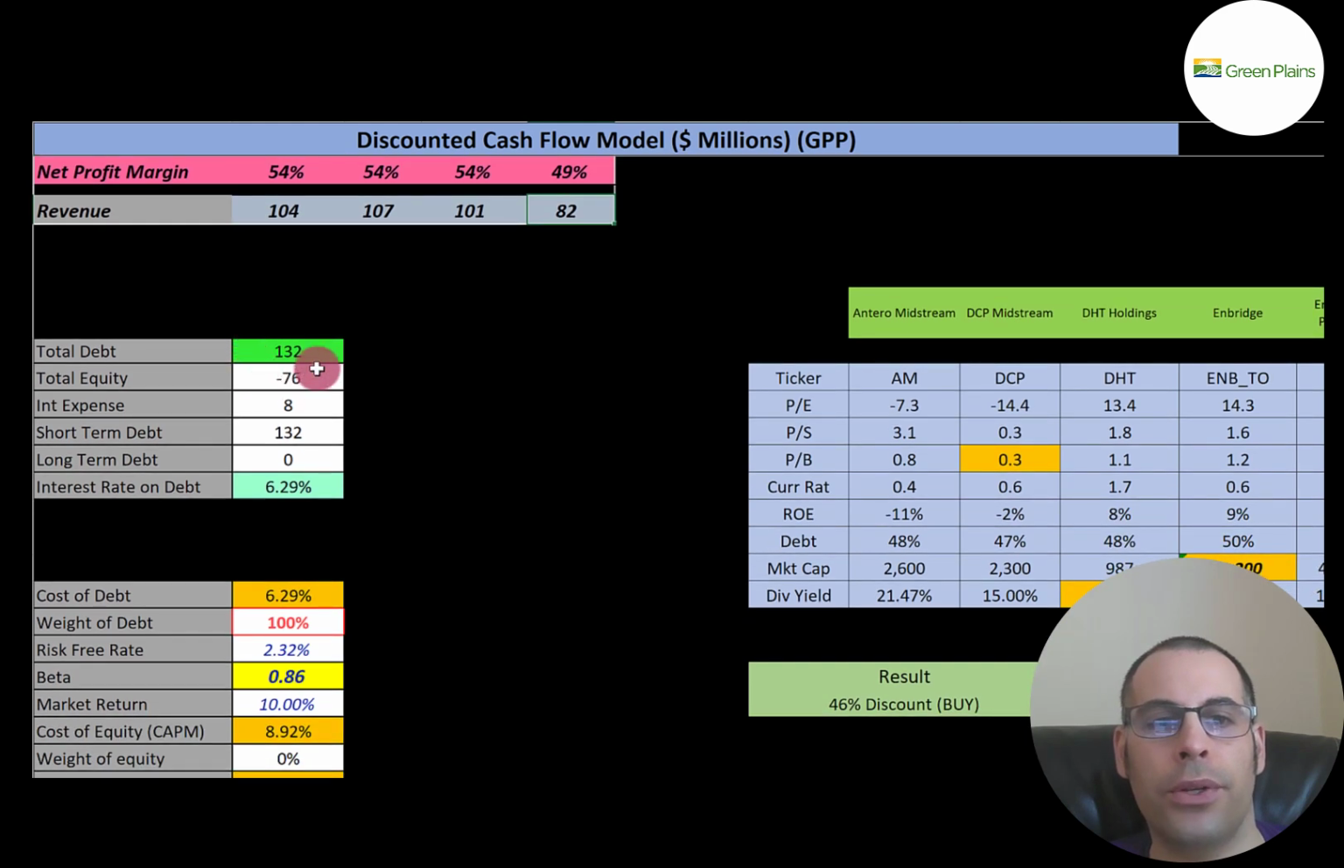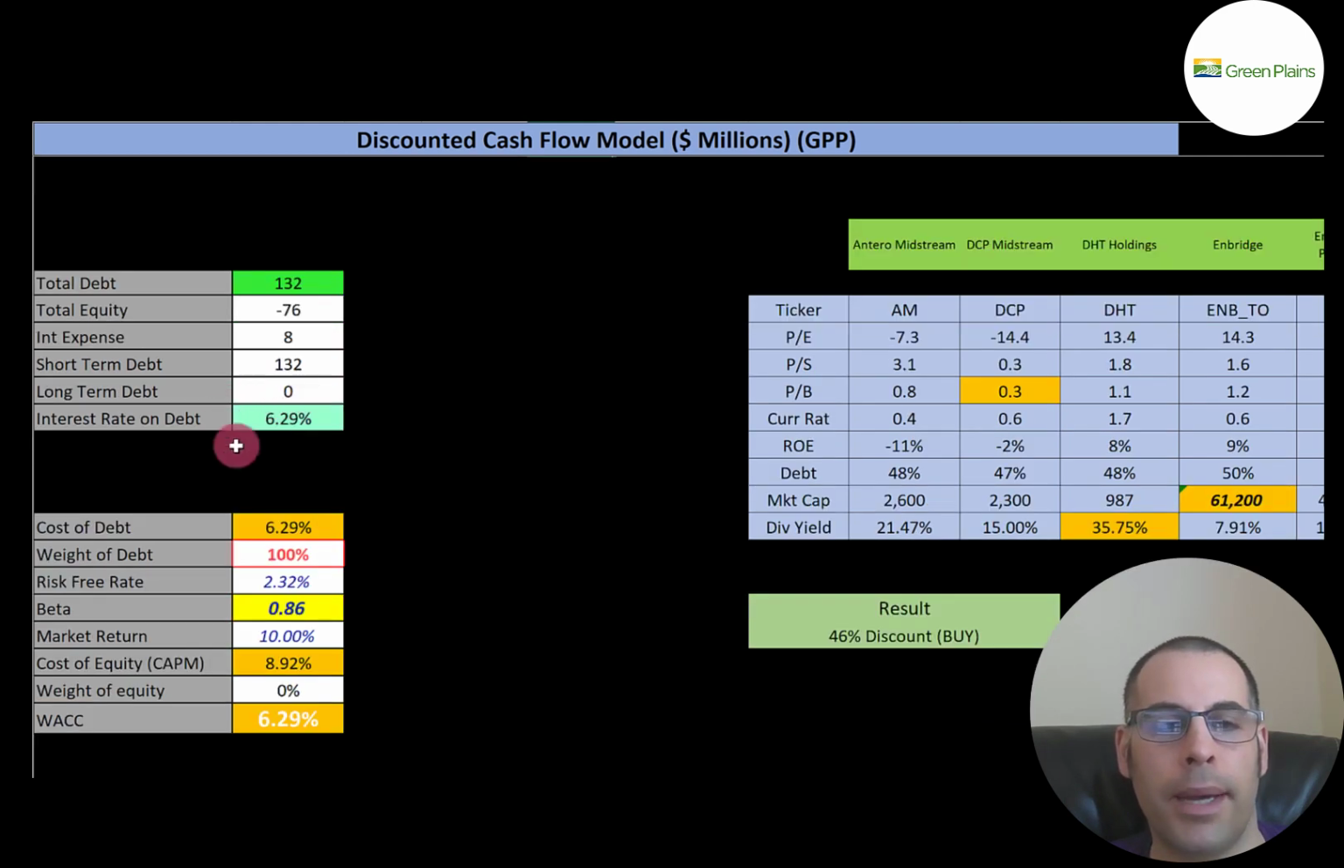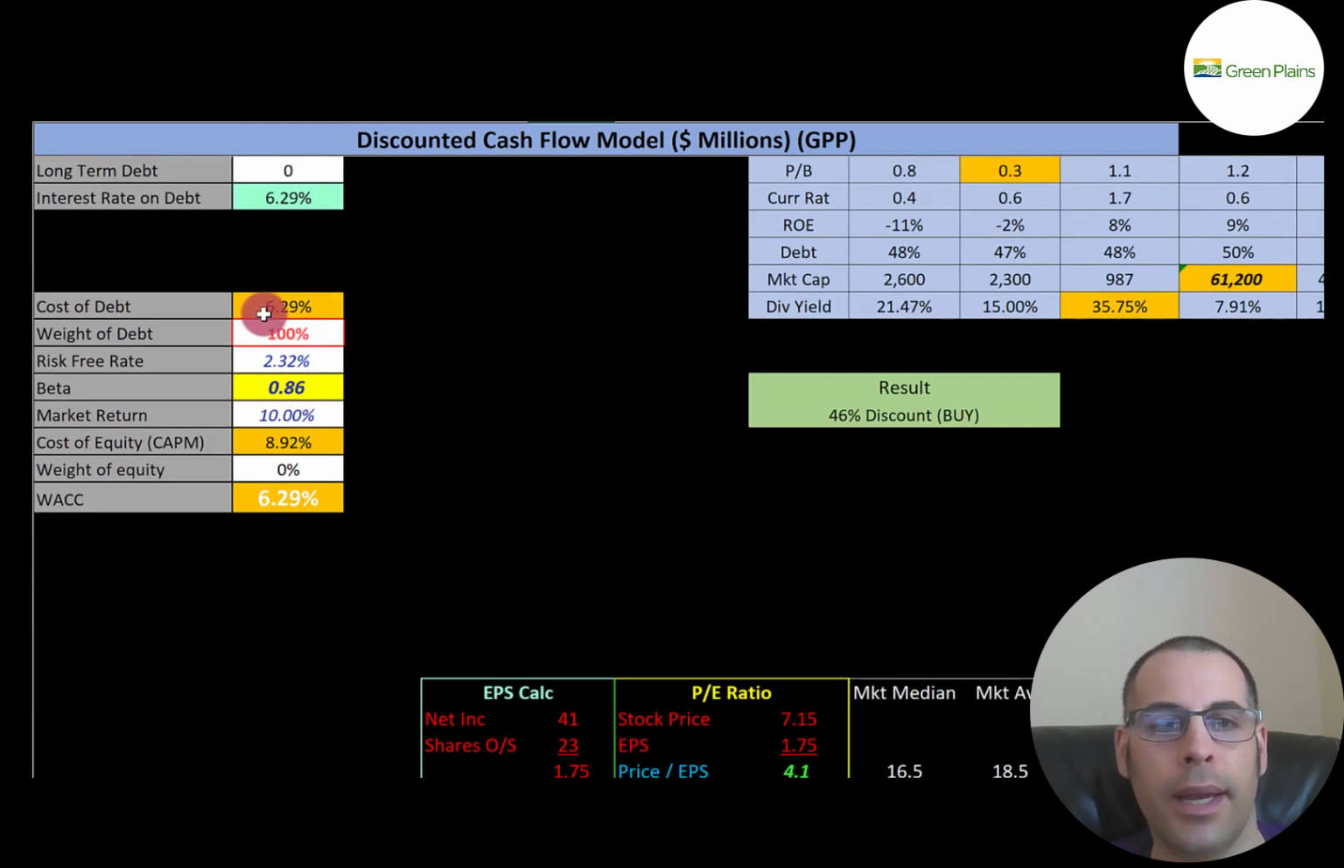They have $132 million of debt. They have negative equity, which means their liabilities are greater than their assets. They pay 6.29% interest on their debt. That's the cost of debt. They're 100% debt since they have negative equity. They do have a low beta, 0.86, so the stock moves less than the market.